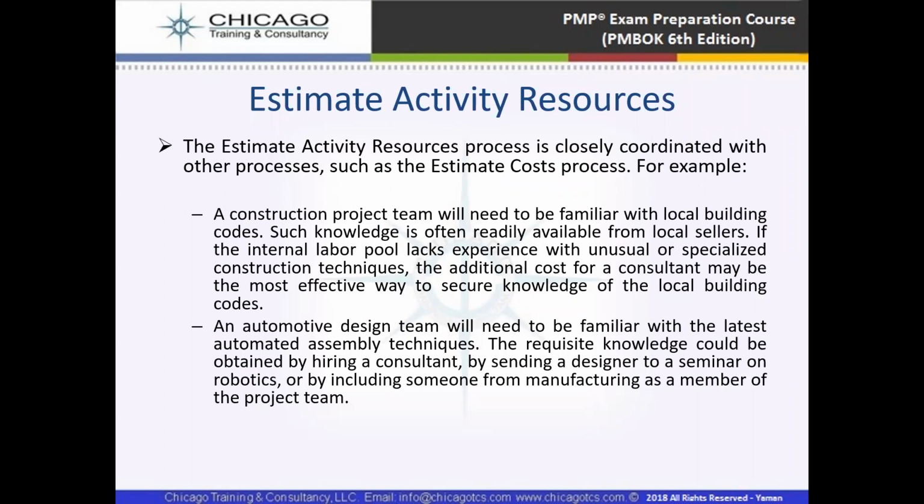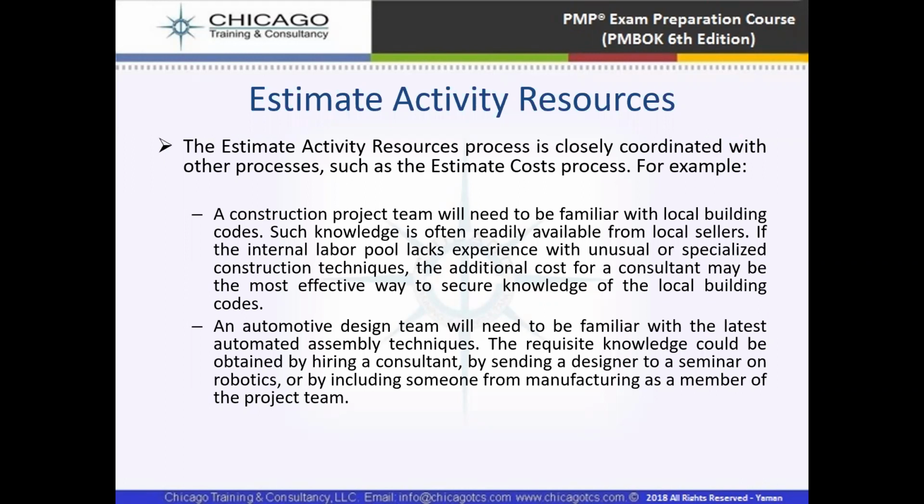For example, a construction project team will need to be familiar with the local building codes. Such knowledge is often readily available from local sellers. If the internal labor pool lacks experience with unusual or specialized construction techniques, the additional cost for a consultant may be the most effective way to secure knowledge of the local building codes. So this is one example of how local building codes are necessary and how such knowledge is available from local sellers.